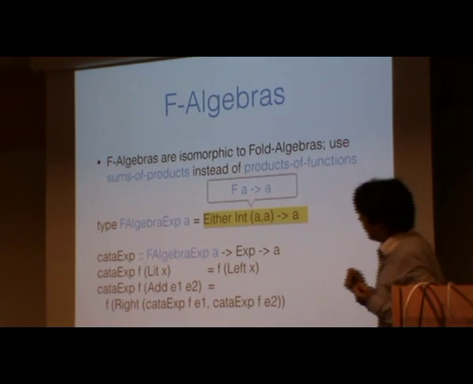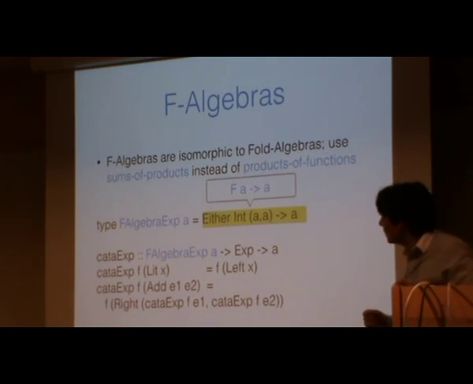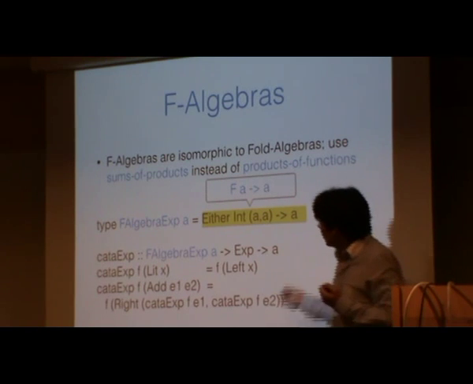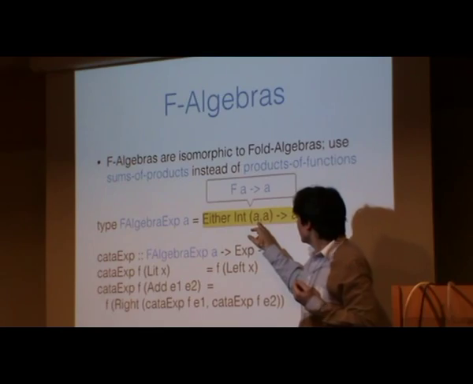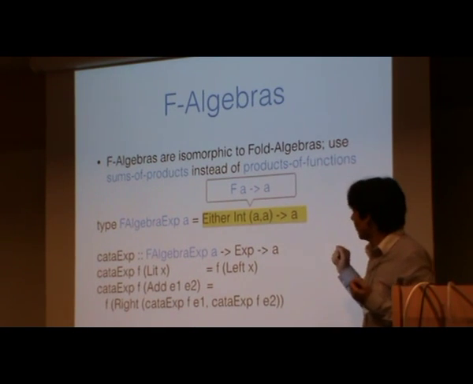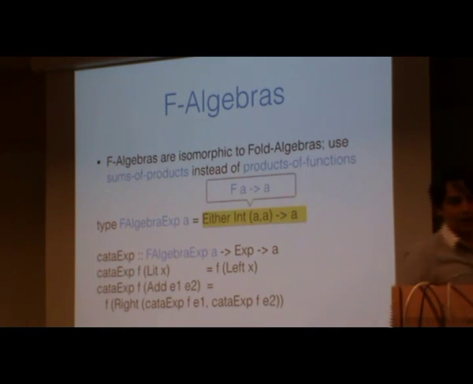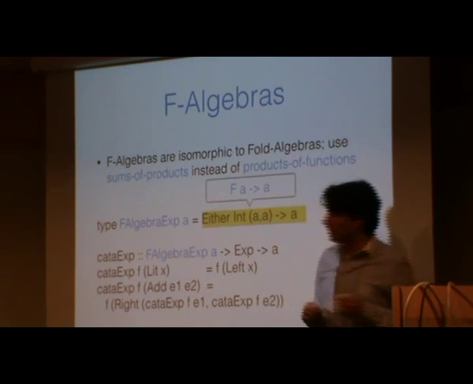Okay. So, for example, if you wanted to model the F-algebra for our simple data type of expressions in Haskell, what you would have would be something like this: Either Int (Pair A A) to A. And so this F here stands for the functor that you need. So F-algebras are actually just this representation of algebras that use sums of products.